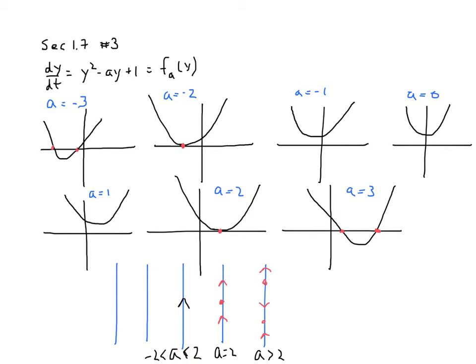I'll write it up here. When A is equal to -2, again, I have a single equilibrium point. Again, it's a node, and I'm increasing before it and after it.